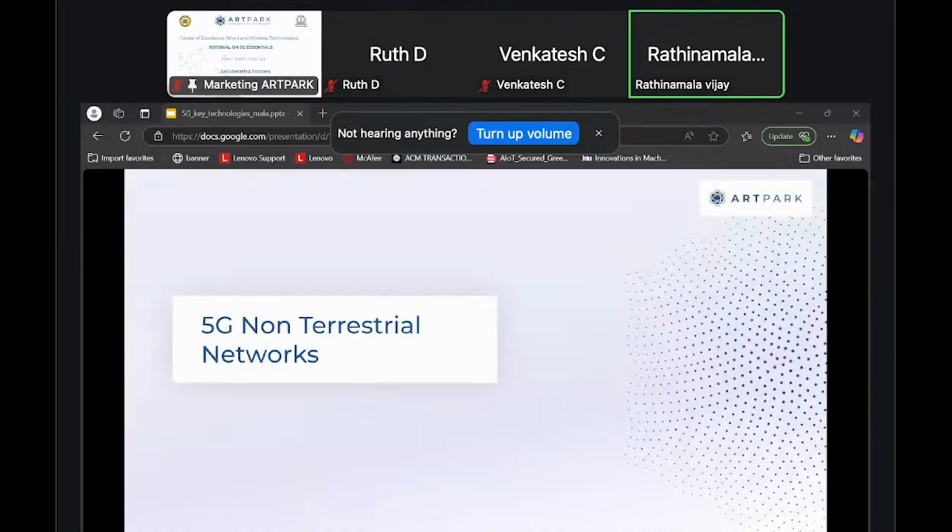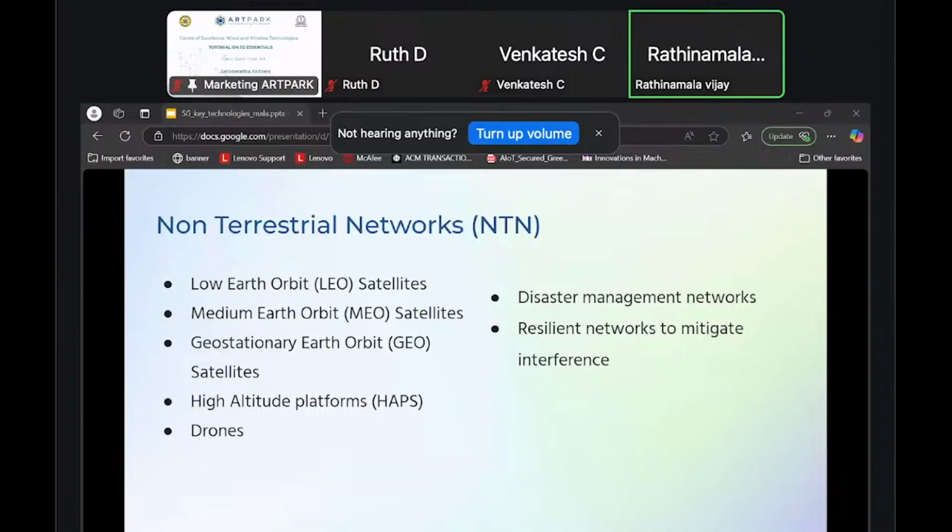And there's also the fact that currently 5G non-terrestrial networks are evolving at a fast pace. Non-terrestrial networks are networks of low Earth orbit satellites, medium Earth orbit satellites, or geostationary satellites, and high altitude platforms and drones to provide large global coverage.